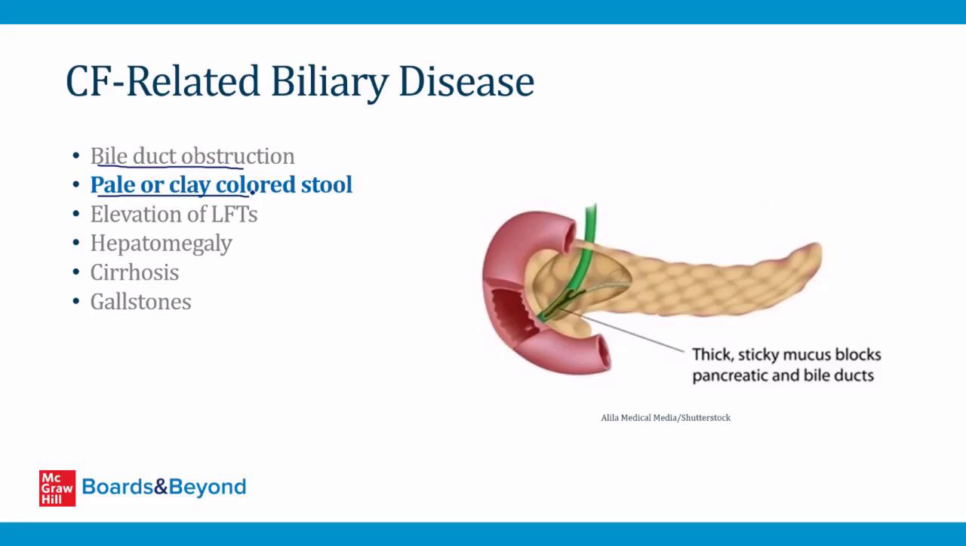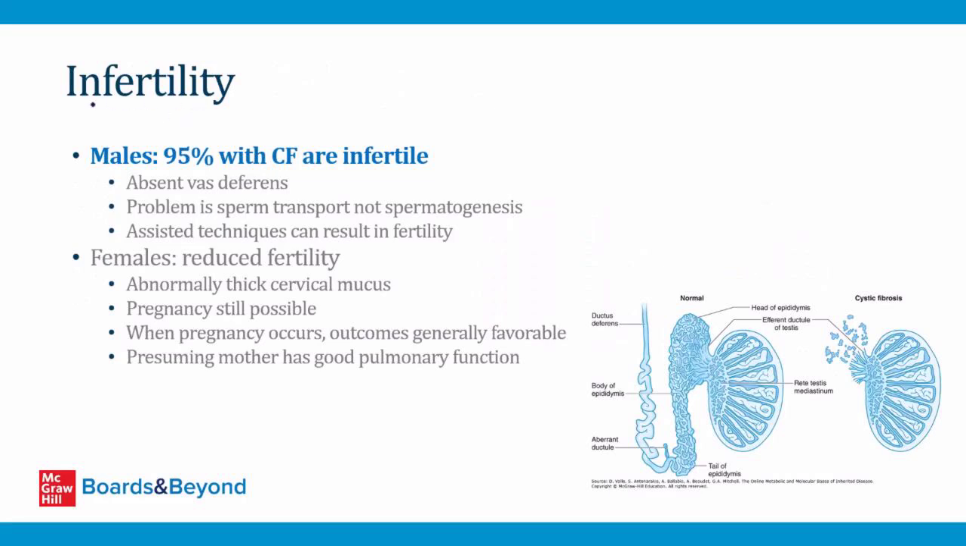Also, when bile doesn't flow normally, it backs up into the liver, and this can damage the liver. So you can see elevation of the liver function tests like AST and ALT. The liver can become enlarged. That's hepatomegaly. You can potentially see cirrhosis if this is left untreated, and it also increases the risk of the presence of gallstones. Cystic fibrosis is associated with infertility, so let's talk about that now.